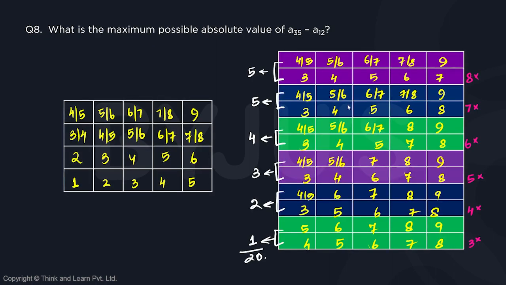Question number 8. What is the maximum possible absolute value of A35? That is third row and fifth column, which is going to be 6. And A12, which is the first row and second column, which is going to be 5 or 6. So we have already seen that the maximum possible absolute value is going to be, because A35 is definitely 6 and A12 can be 5 or 6, since we need to maximize it, we are supposed to put a 5 here such that it's going to be 1. Since it's a TITA question, we are supposed to type in 1 here.